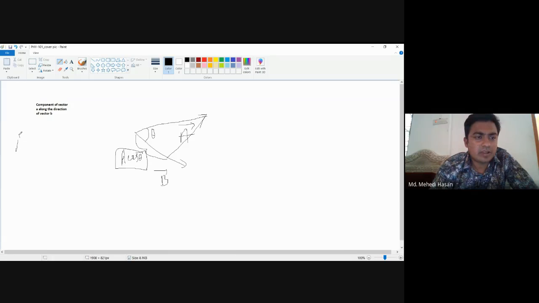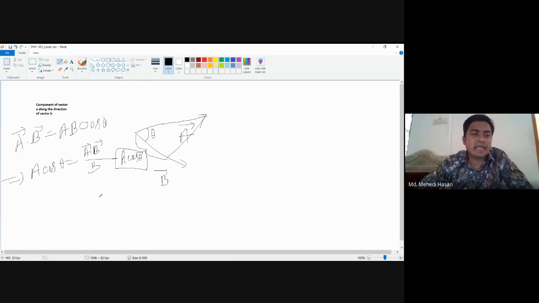So if we apply the dot product formula, A dot B equals AB cos theta, then A cos theta is equal to A dot B divided by B. If the question is given like that, two vectors are given, A equal to 3i plus 2j plus 5k and B equal to 2i minus 3j plus 2k, just find out the projection of vector A along the direction of vector B, or say the component of vector A along the direction of vector B.